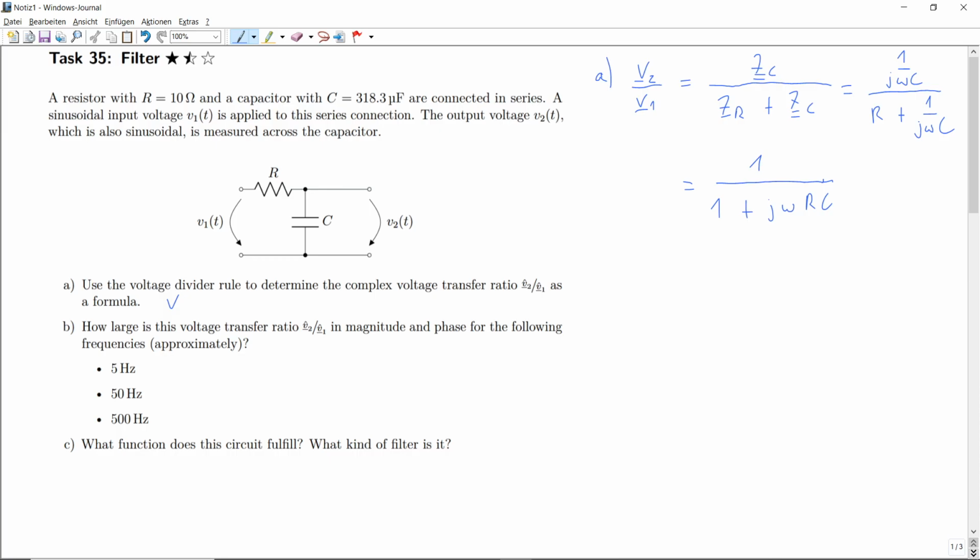Questions so far? Okay. So now we can probably continue with task B. What is the value that we get for this for certain frequencies? And yeah, how would you do this? How would you solve this?